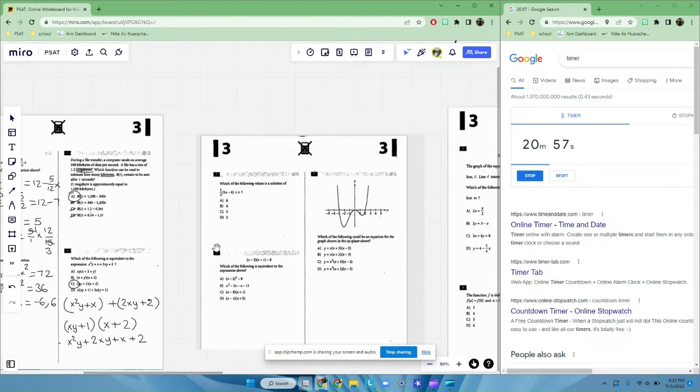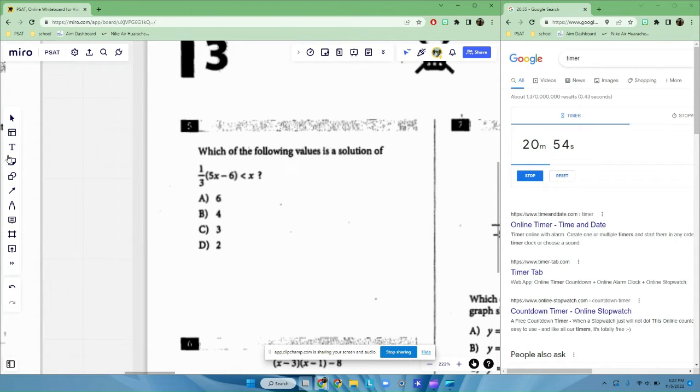Okay, moving on to the next question. This is a really easy question. So here what we're going to do is, I know a lot of you guys want to just straight up go into multiplying, but I suggest you take 3 to the other side. So this will be equal to 5x minus 6 is less than 3x.